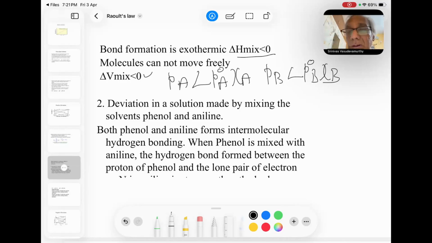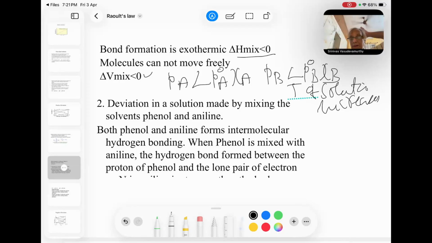But it's an exothermic reaction, that is, energy is given out by the system to the surroundings. So the temperature of the solution increases here. This is negative deviation.